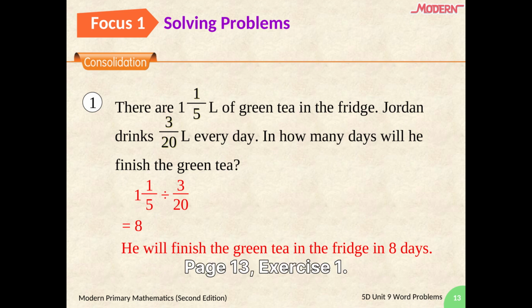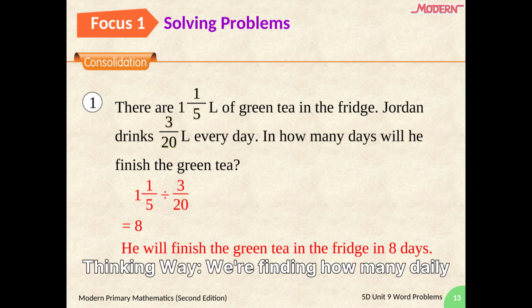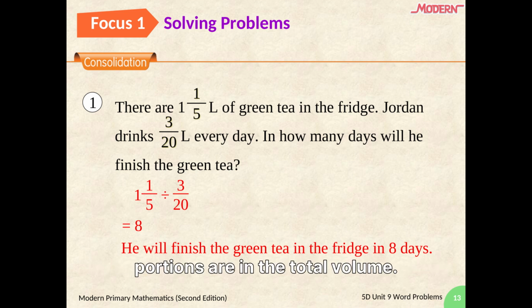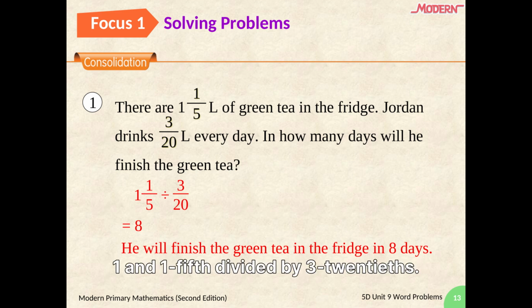Consolidation time. Page 13, exercise 1. Jordan has 1 1/5 liters of green tea. He drinks 3/20 liters daily. When will he finish? Thinking way. We're finding how many daily portions are in the total volume. Total tea divided by daily consumption. 1 1/5 divided by 3/20.